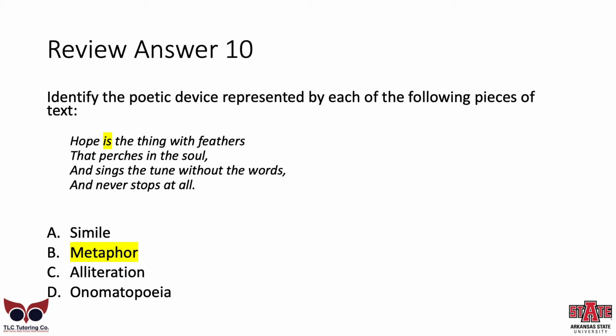Note that the text says that hope is the thing with feathers. This is an example of a metaphor. Note the use of the word is. A simile uses like or as, but a metaphor says one thing is something else. In this case, hope is the thing with feathers. So the correct answer for this is metaphor.